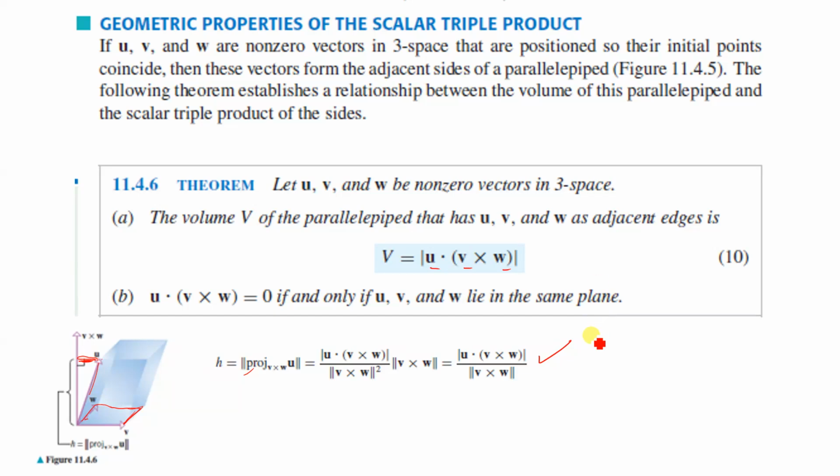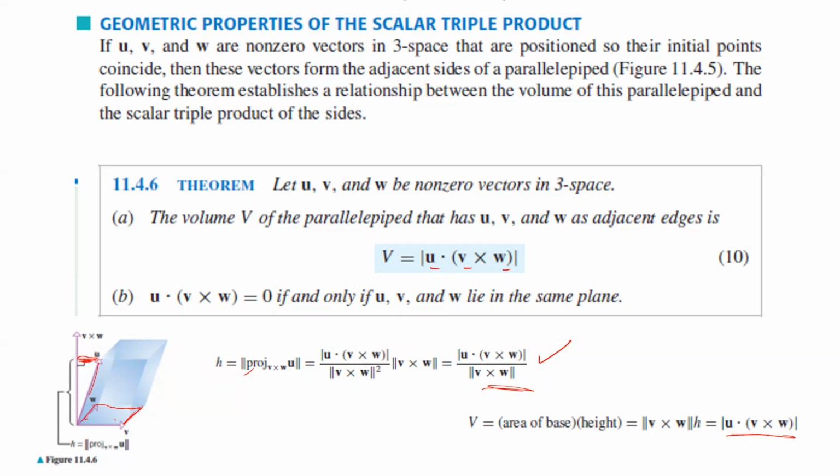So this is the height of the parallelepiped. So volume of the parallelepiped is base area times height. So base area is the magnitude of cross product of v and w, and times height. Height is given by this. So if we multiply this by v cross w magnitude, we'll be left with u dot v cross w. This is the magnitude of scalar triple product of u, v, w.